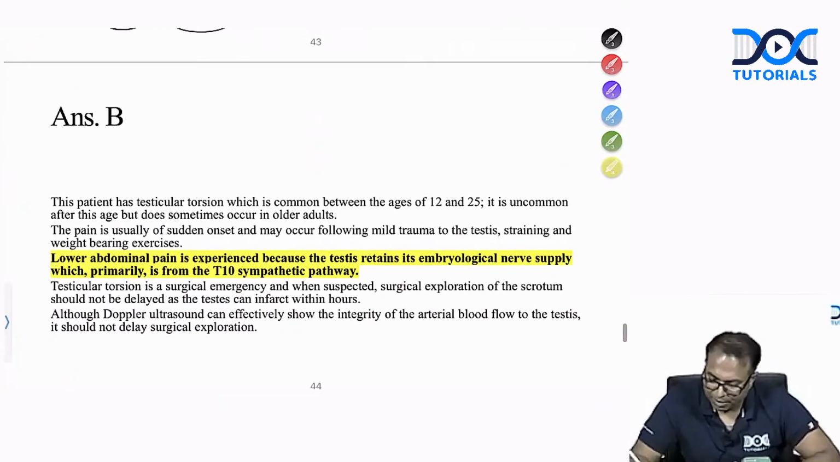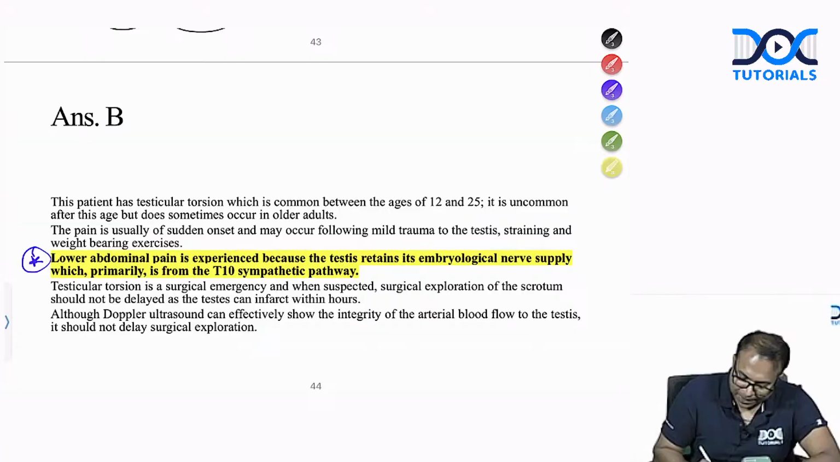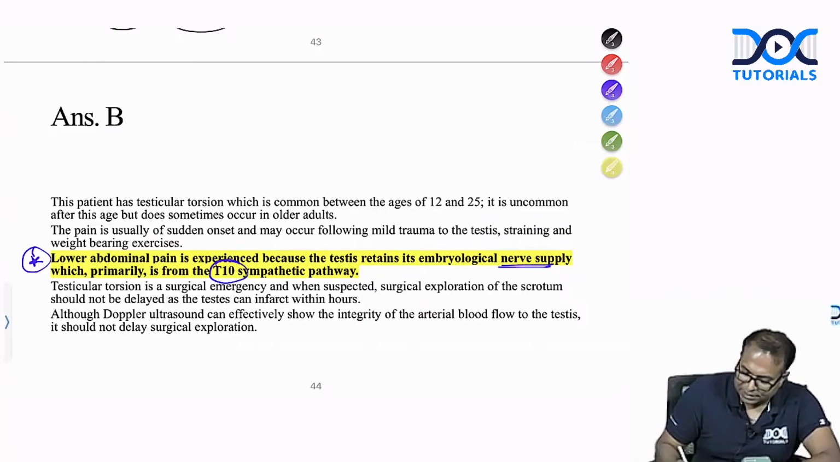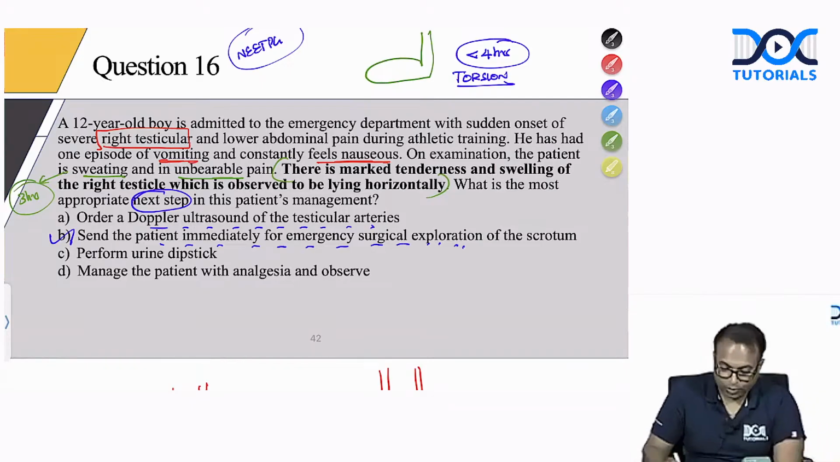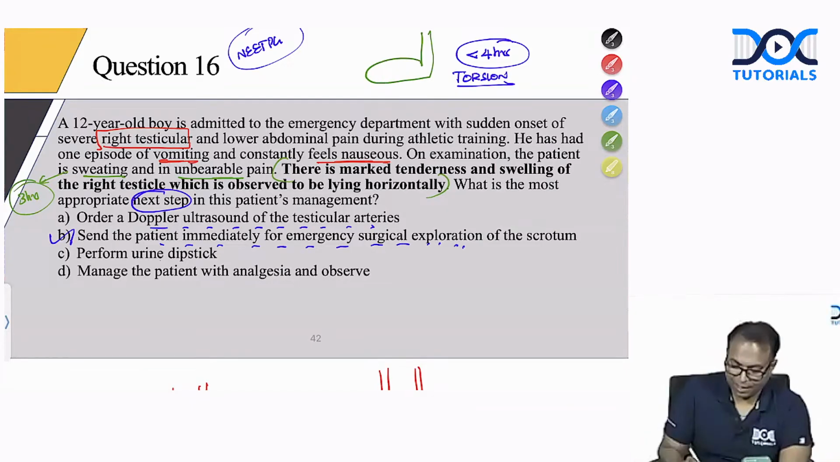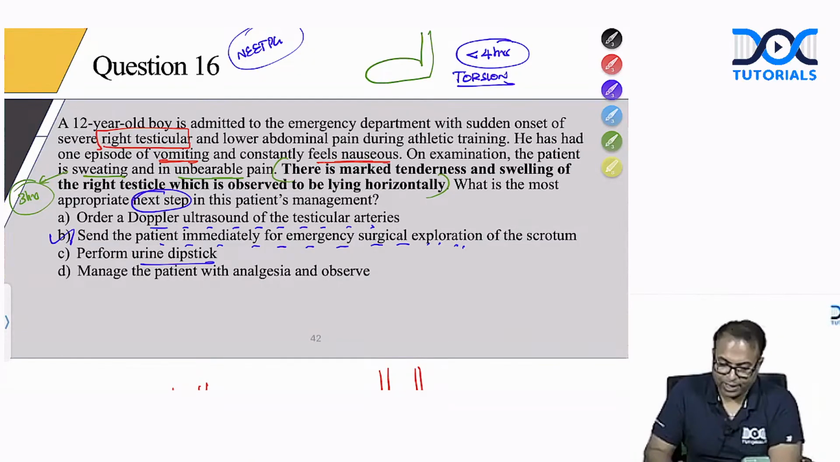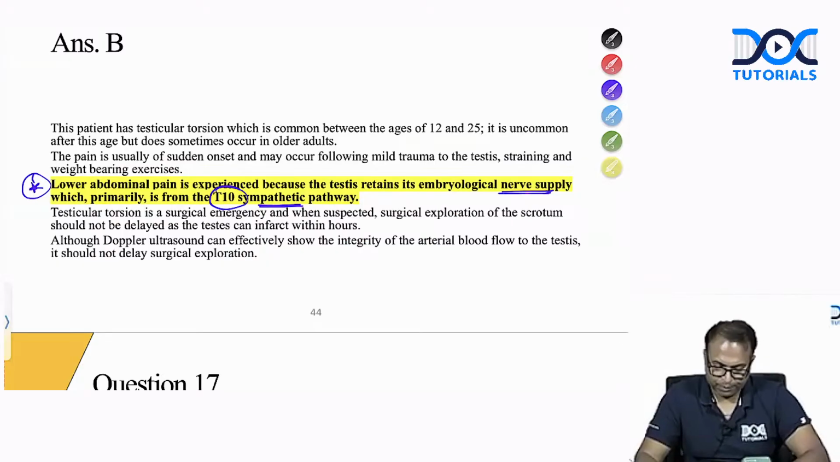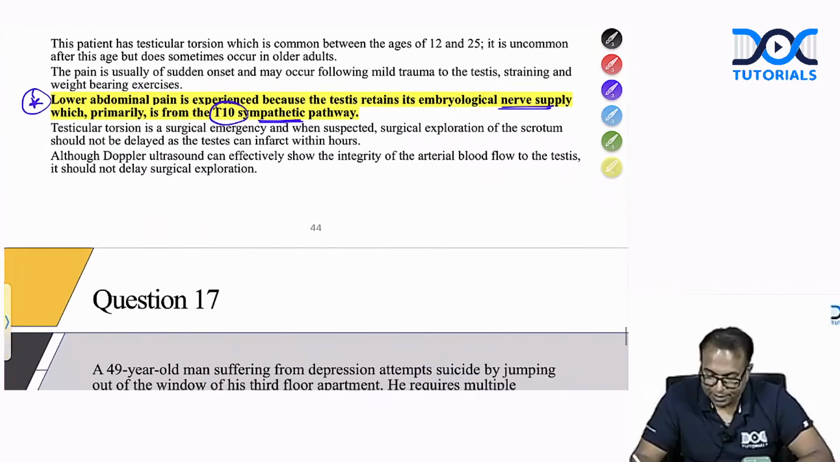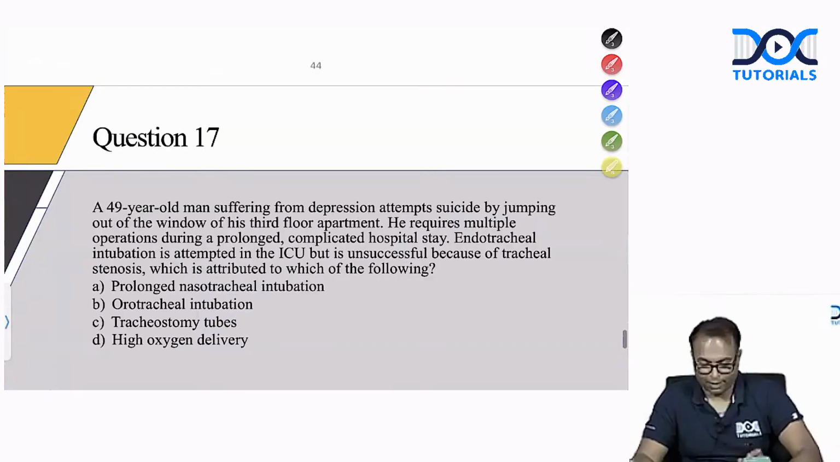Lower abdominal pain is experienced because the testis retains its embryological nerve supply, which is from the T10 sympathetic pathway. That is the reason he has pain in the lower abdomen. You should not get confused by that. Sometimes you might be diverted to think of something else like cystitis. So don't forget, it is not related to any abdominal injury. It is only testicular pain. Because of the same nerve innervation, you can have lower abdominal pain. Don't delay the surgery due to non-availability of Doppler.